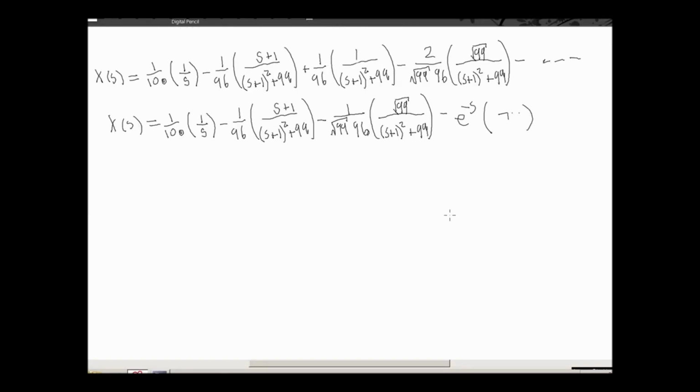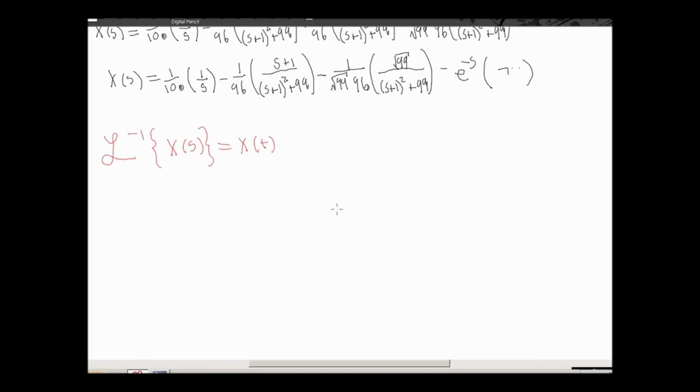Okay, so we've simplified our lives quite a bit here. Sorry to rush through that. But each of these terms here is now recognizable as the Laplace transform of a function that we know. So when we take the inverse Laplace transform of all these terms, we end up with x of t, which is the mass's position with respect to time, which is what we're looking for.